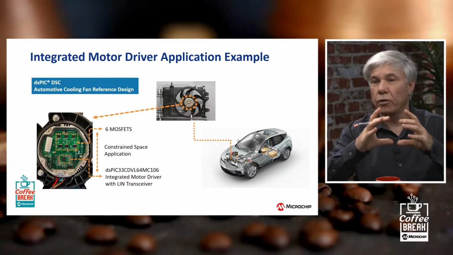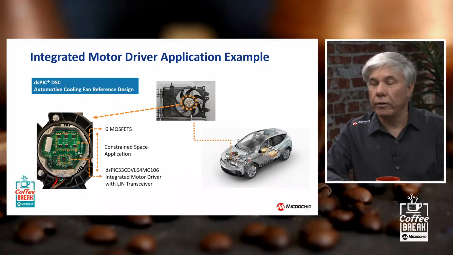And so this is a very small space, usually kind of circular, round. And as you can see in the picture, the board is small, and there's really only room for the 6 MOSFETs and a single chip to control that. And so we've made an integrated motor driver chip that combines a dsPIC motor control device with a full bridge MOSFET gate driver and a LIN transceiver in one chip, so that we can attack this problem. And so you can see that using this, we can fit into the space.